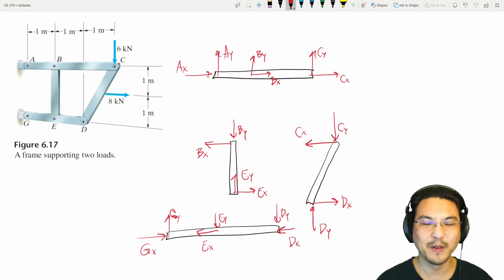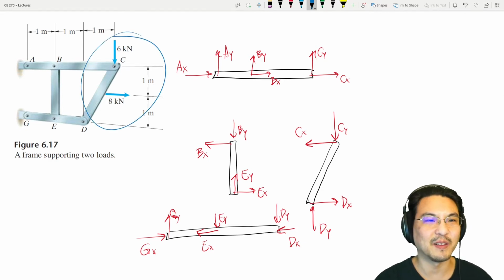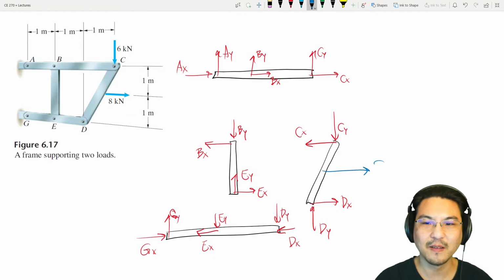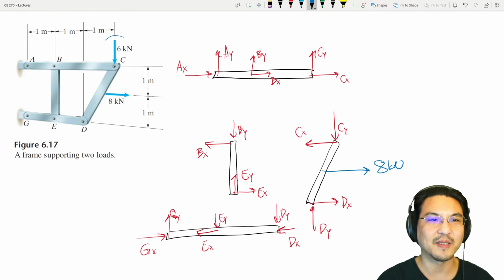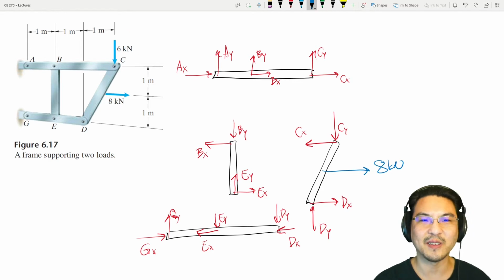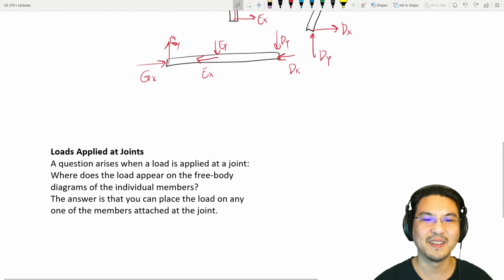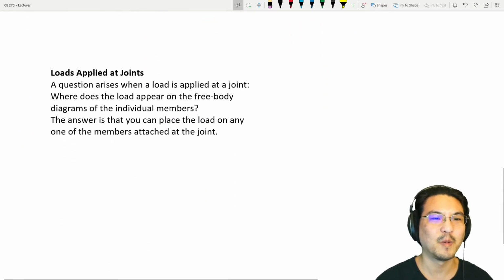So now we have these 4 free body diagrams. And now what about the loads? So there's this 8 kilonewton load here, and a 6 kilonewton load at joint C, but do I draw it here or here? That's a big question. And here's the answer.